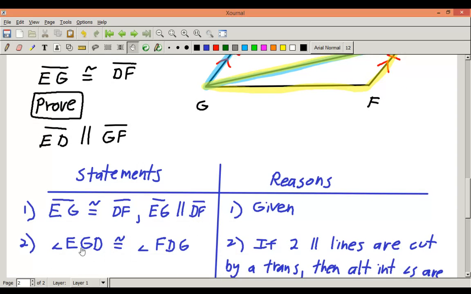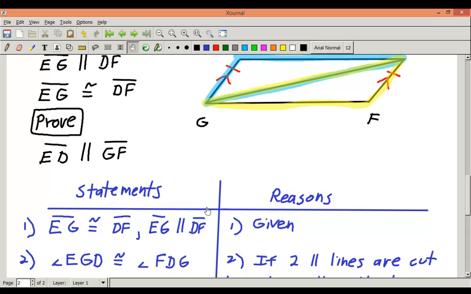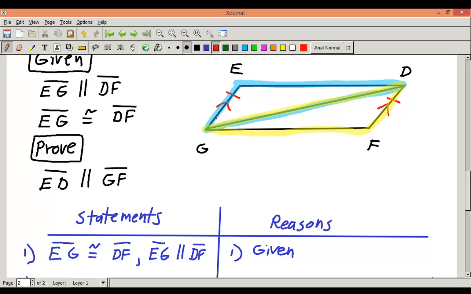Okay, now let's look at our second statement. Angle EGD is congruent to angle FDG. So I'm going to mark those off. So EGD. So this angle right here, angle EGD, is congruent to FDG. So those two angles are congruent.